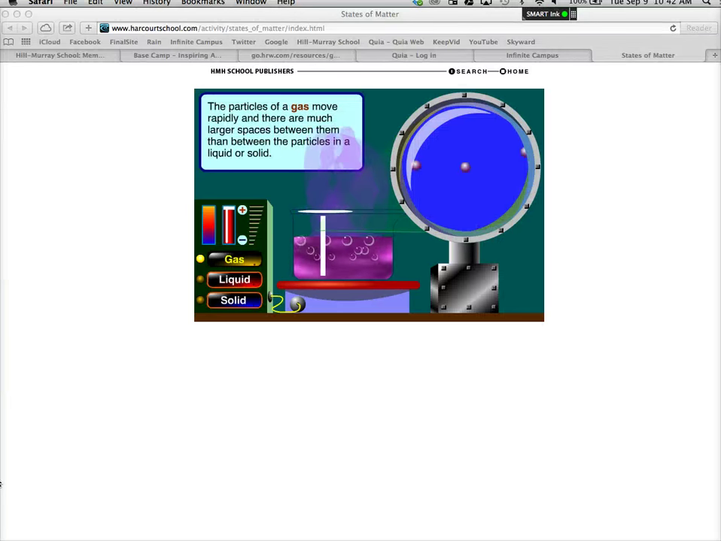Here we see that same substance heated up a little more until it's in the gas phase. You can see that the gas particles are moving much faster than they were in the liquid phase, and they are much farther apart. Lots of space between the particles. And so here you can just see an animation of the differences between the particles and how close they are together in the three different states of matter.